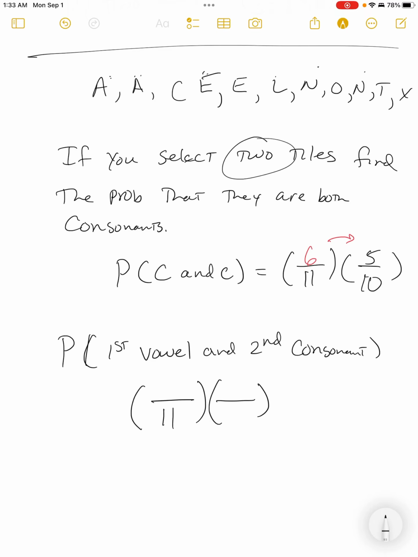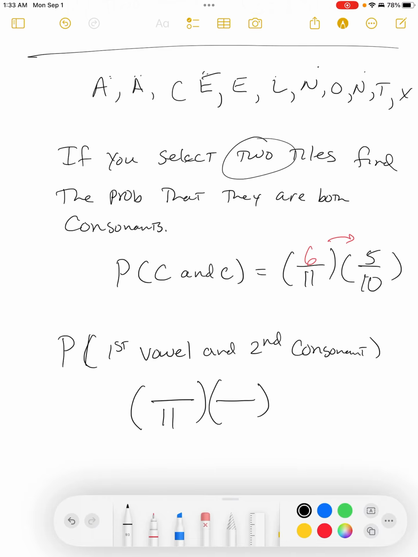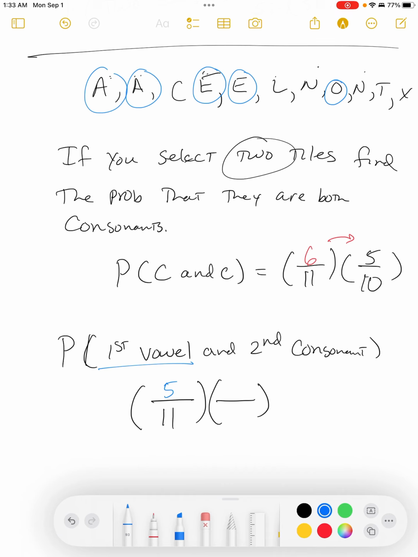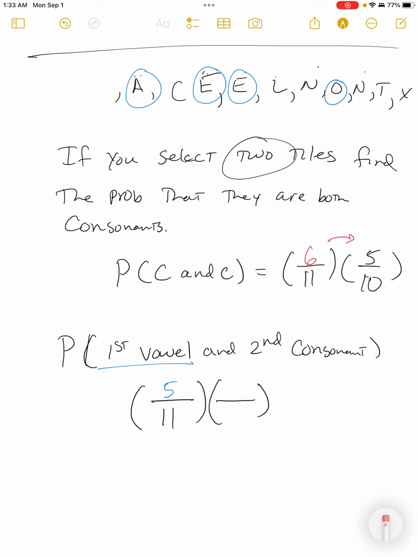So as we focus on a vowel, in this case, let me go and change my color to blue. So let's focus on a vowel. There's 1, 2, 3, 4, 5 vowels in there. So 5 out of the 11 are vowels. And we need the second one to be a consonant. So all that happened in there is we lost a vowel. So we wouldn't move forward unless we were successful.